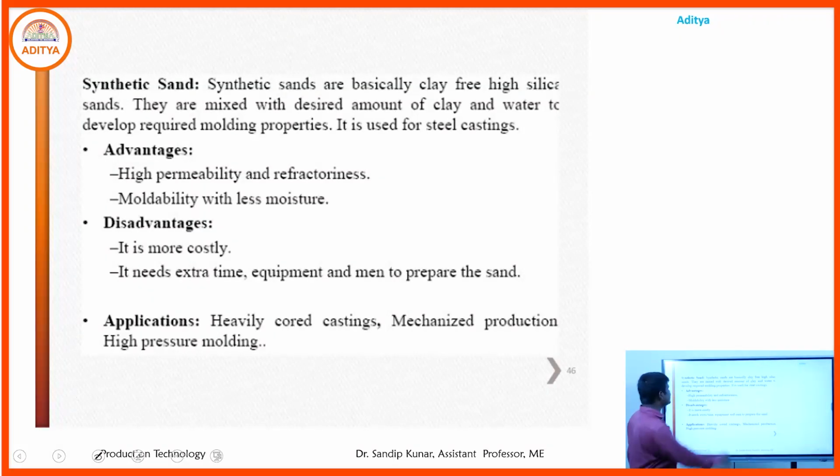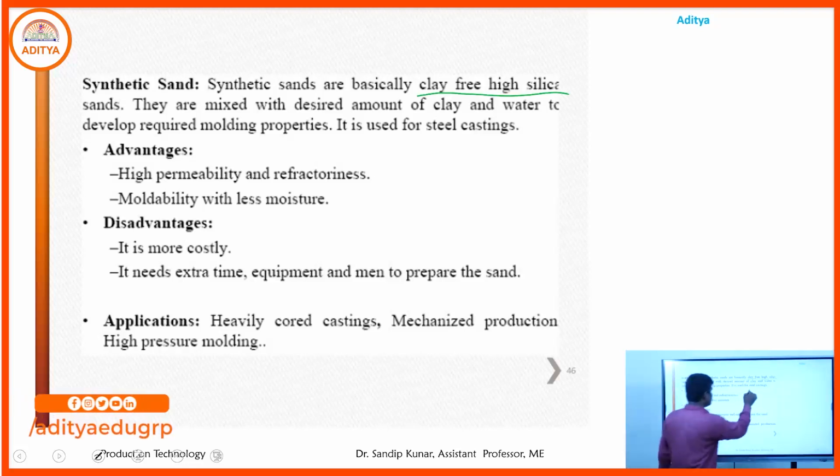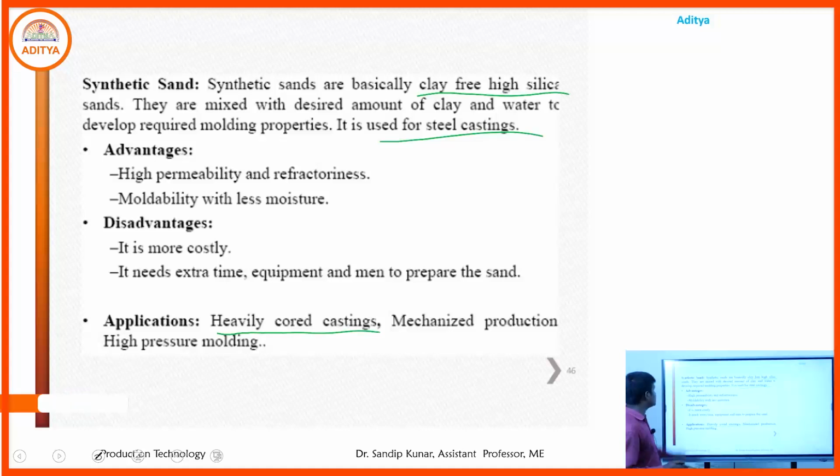Synthetic sand is basically clay-free, high-silica sand, meaning clay is absent in synthetic sand; we have prepared it artificially. Naturally, in natural sand, moisture, clay, or some impurities are present. What are the advantages? It is used for steel casting, meaning heavy-core casting, where we use synthetic sands.